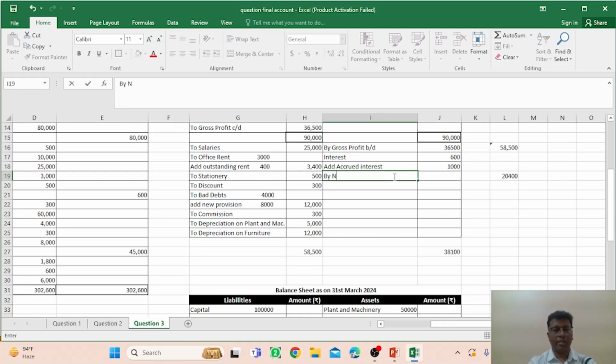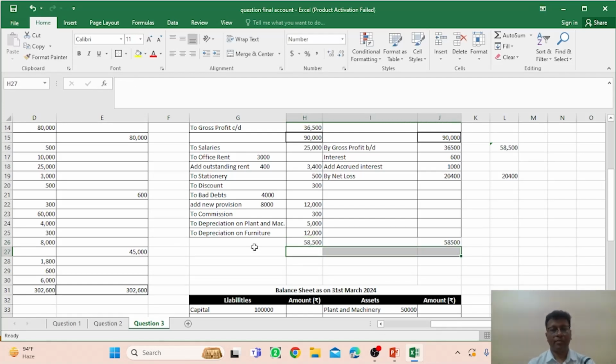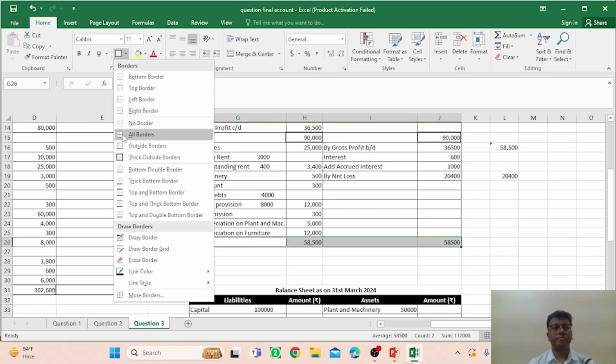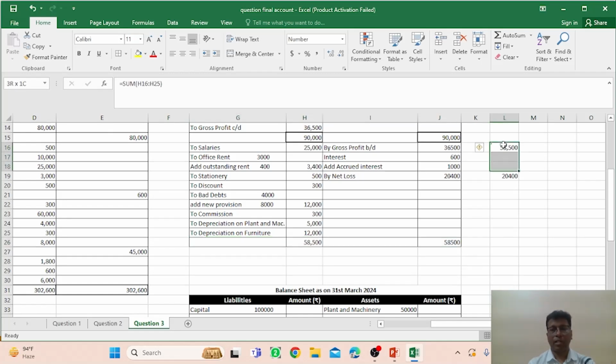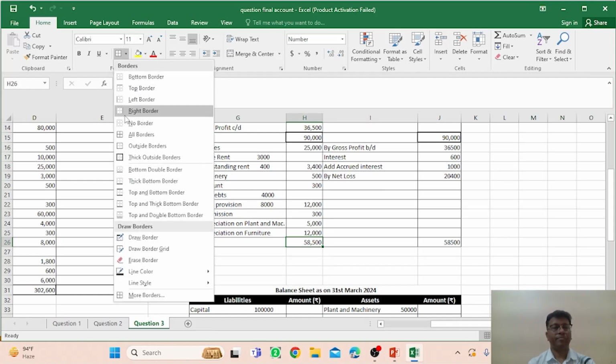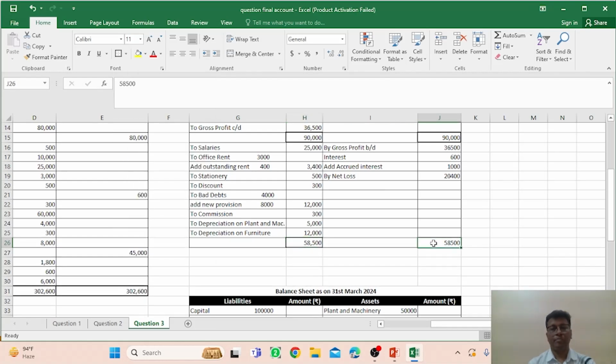By net loss 20,400, and this is the total 58,500, 58,500, right? We just remove this calculation. Okay, so this is the particular total. And that is the loss.